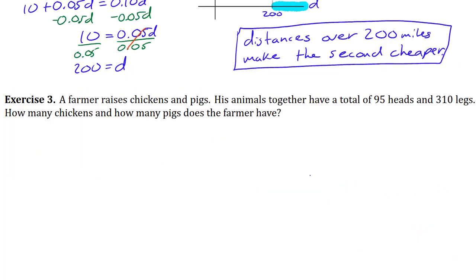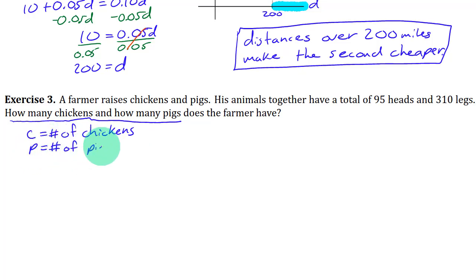All right, let's look at exercise 3. We've got a farmer who has some chickens and some pigs, and his animals together have a total of 95 heads and 310 legs. How many chickens and how many pigs does the farmer have? So it's always a good idea to set up a variable with any kind of word problem for what it's asking for. Let's say that c is the number of chickens, and then p is the number of pigs.